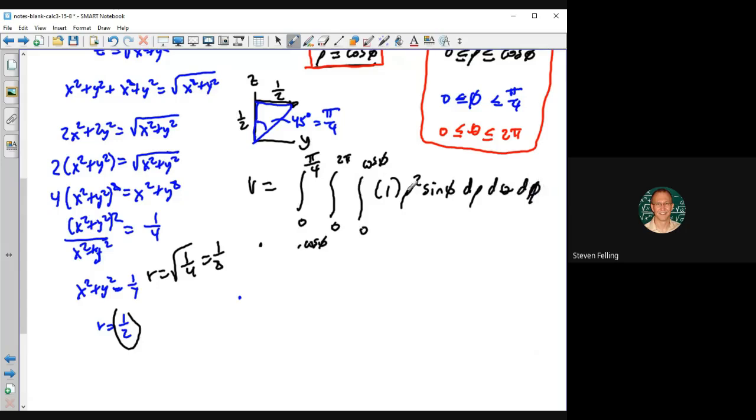So good thing that I made the mistake now. That means now that you've seen it, you will not make that mistake when we get to the test, right? Okay, so let's do this properly now. We're going to do the integral on the inside first.